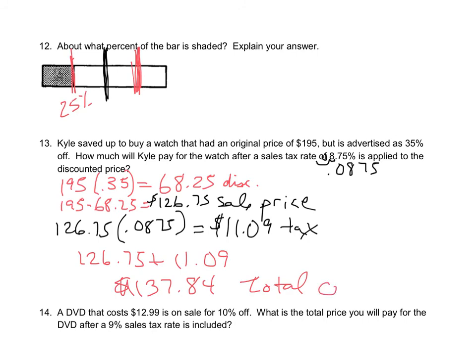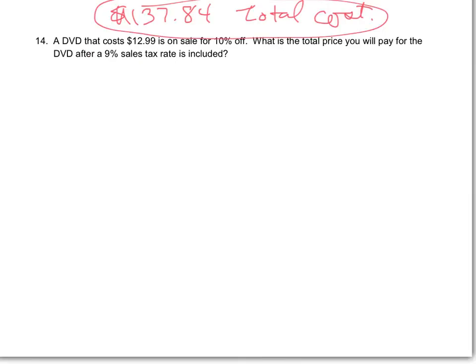So again, you would go ahead and write that in a sentence, and your sentence will just basically say Kyle will pay $137.84. All right, last problem. Number 14. A DVD that costs $12.99 is on sale for 10% off. What's the total price you pay for the DVD after a 9% sales tax rate is included?